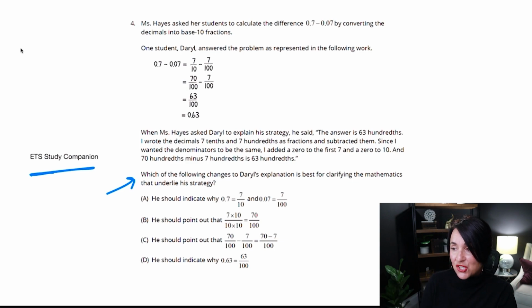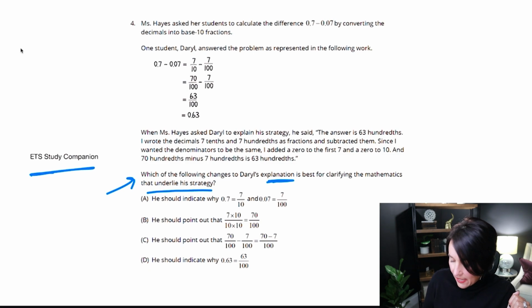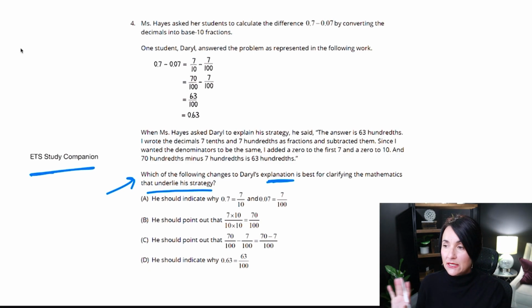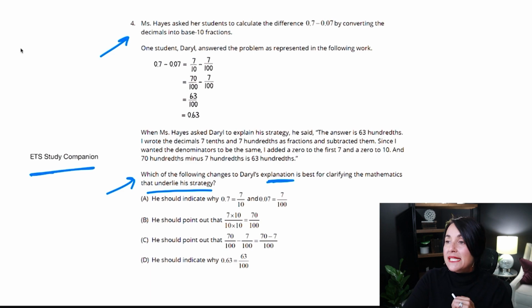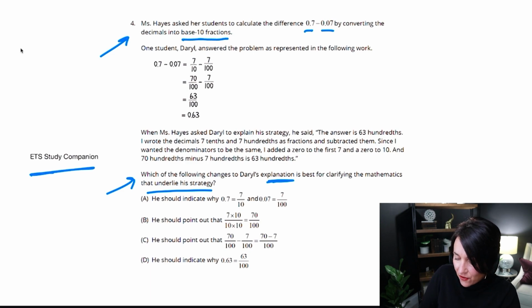So it says, which of the following changes to Daryl's explanation is best for clarifying the mathematics that underlie his strategy? So we need a better explanation. All right, that underlie the strategy. I have no idea what they're talking about yet. I need to read the question here. I'm going to go back up to here. All right. Ms. Hayes asks her students to calculate the difference between 0.7 minus 0.07 by converting the decimals into base 10 fractions.